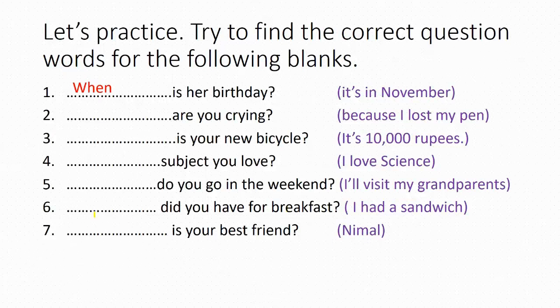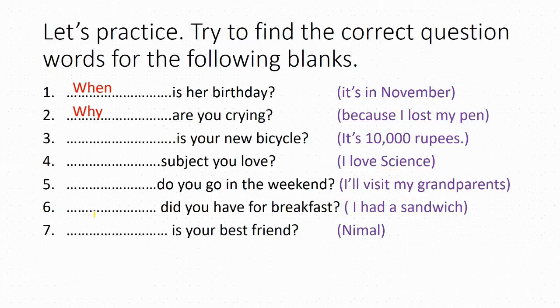Second question, blank are you crying? The answer is because I lost my pen. So now we know we use the word because to speak about a reason. So the answer is why.